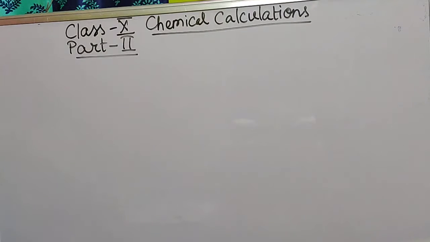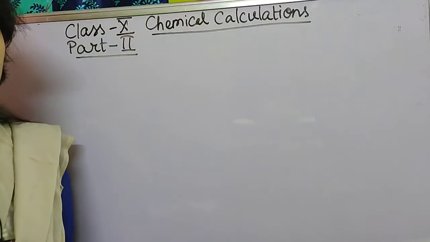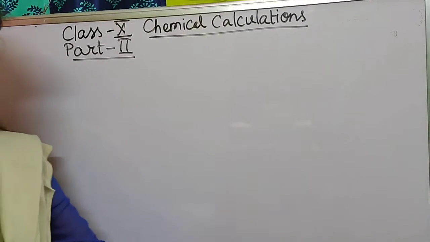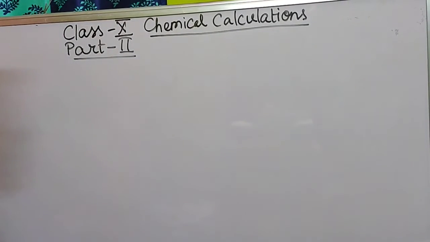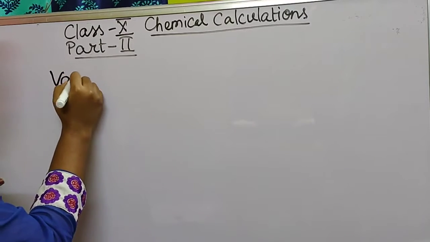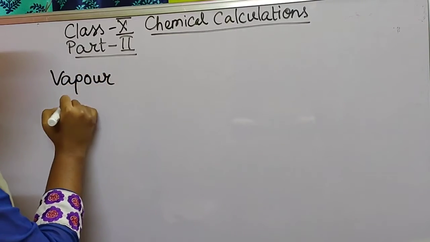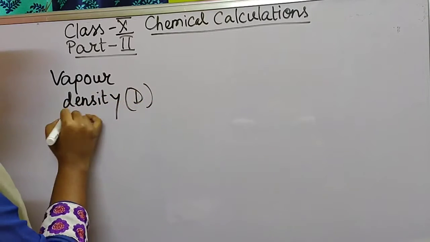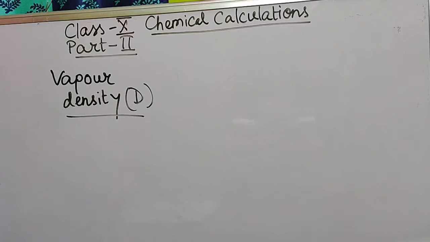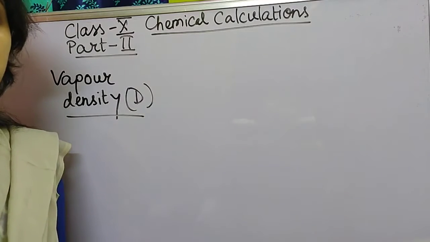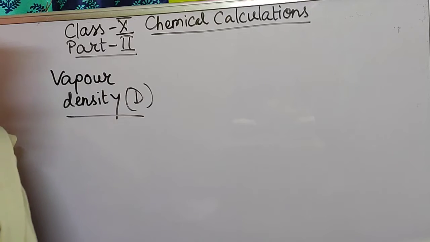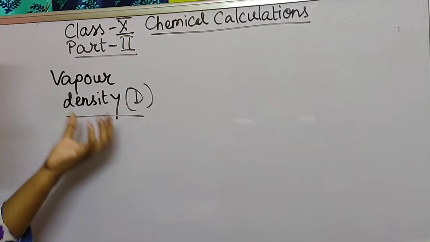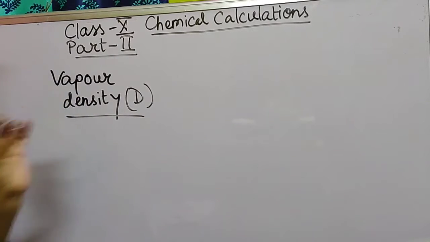First thing we have to know is vapor density. First we have to know about the terms, then we will go into the chemical calculation. So what is vapor density? Vapor density is applicable only for gas. For a gaseous substance the vapor density is applicable, because vapor means the gaseous form, when a liquid is converted into the gaseous form. The density of that vapor is called its vapor density.